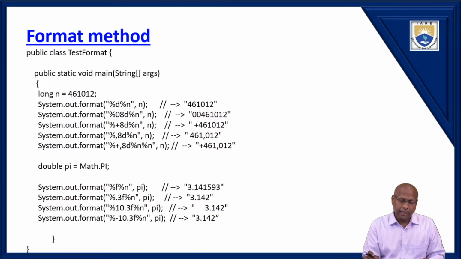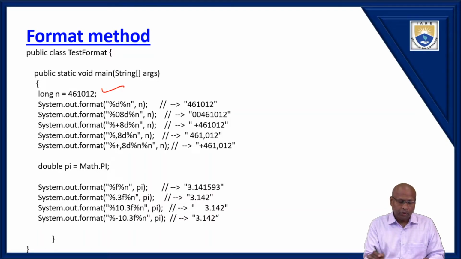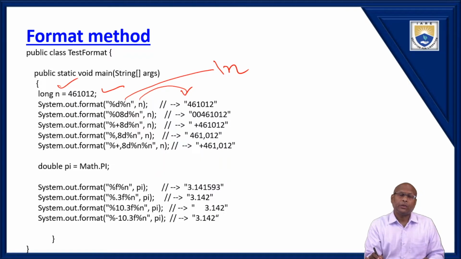I have given a sample format method. Assume you have a long variable n, 461012, a lengthy value stored in a long variable, and display the data with %d, %n. So that n value is displayed. And %n means what? This is also equivalent to \n, the new line character. So automatically the control will come to the next line.